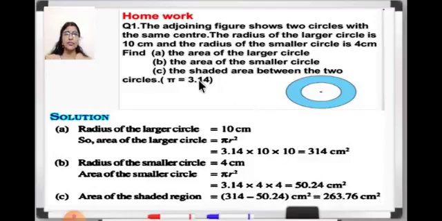Now the third part of the question is the shaded area between the two circles. Now we have got the area of both the circles, and we have to find out the area of this shaded region. So how will we get the area of the shaded region? By subtracting these two areas. You can see here it is done here. 314 is written first, and the area of the smaller circle is 50.24. When you subtract these two, you will get 263.76 centimeters squared. So if you have got this as your answer, that means you have done it correctly.